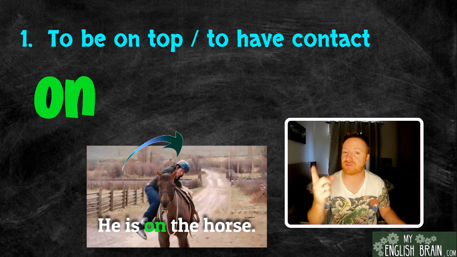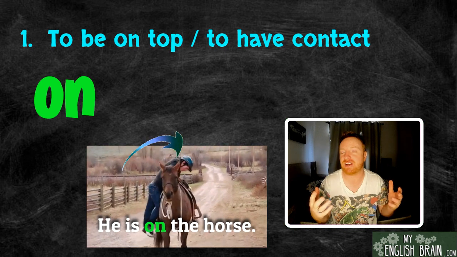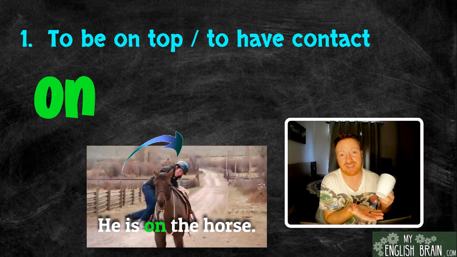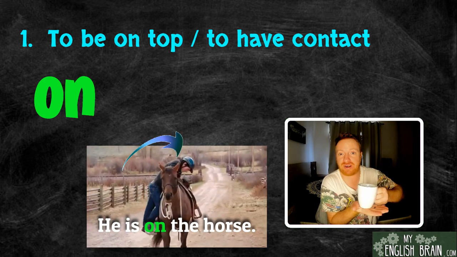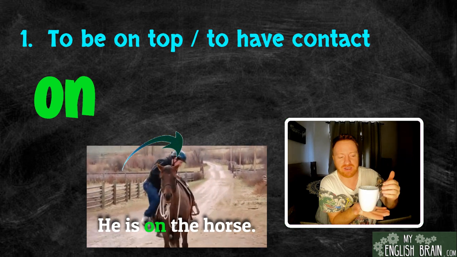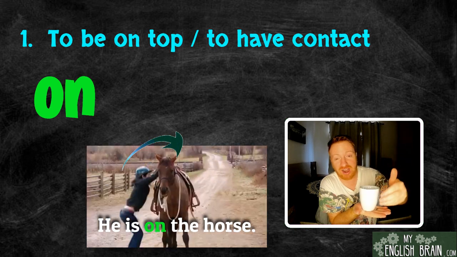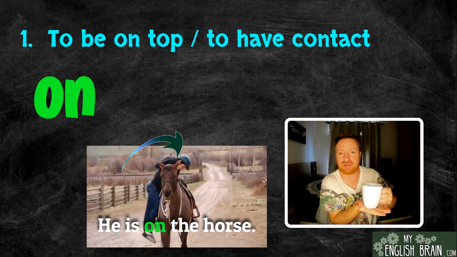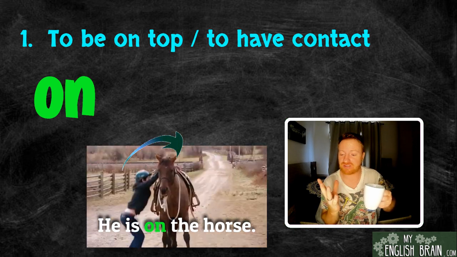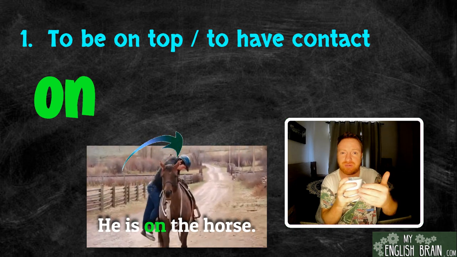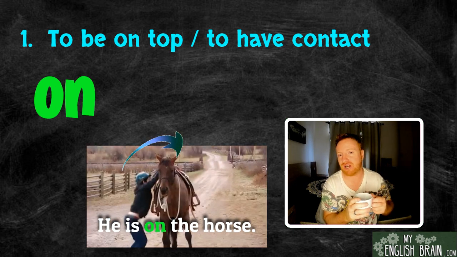Okay, now the first reason, and the most basic and obvious reason we use on, is to indicate when an object is on top of another object. For example, the cup is on my hand. Now, when I have an object on another object, we can see that there is contact between the 2 objects. So sometimes we also say, my hand is on the cup. It's to represent the contact between the 2 objects.